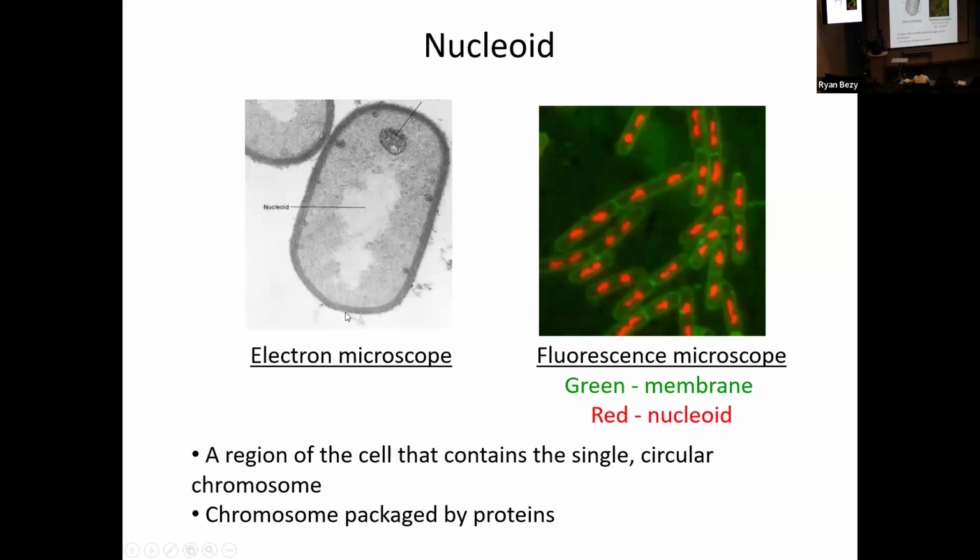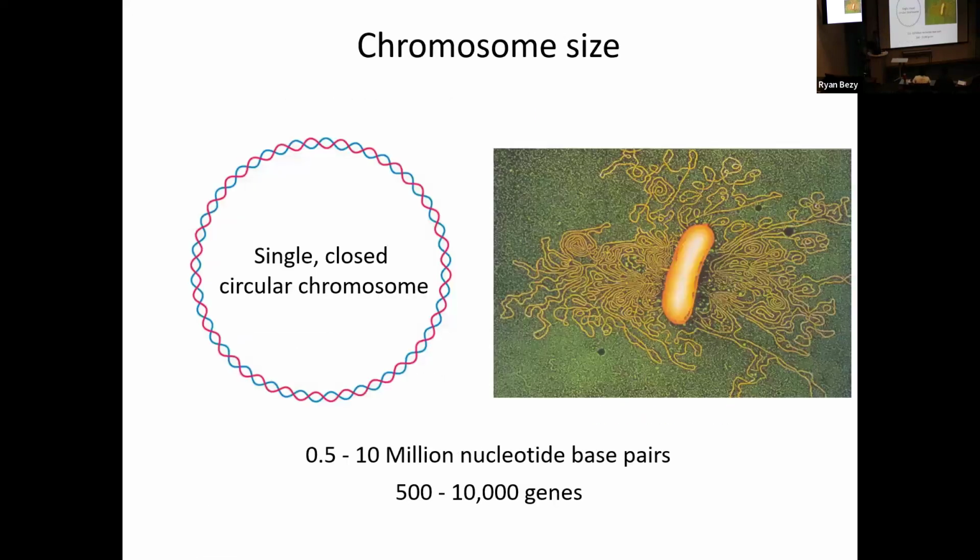Now, again, prokaryotes have a single closed circular chromosome. So again, it just looks like this. This is still a double-stranded DNA molecule. I have one of the DNA strands marked in red, the other marked in blue, but it is a single closed circular DNA molecule. That is the chromosome of it.